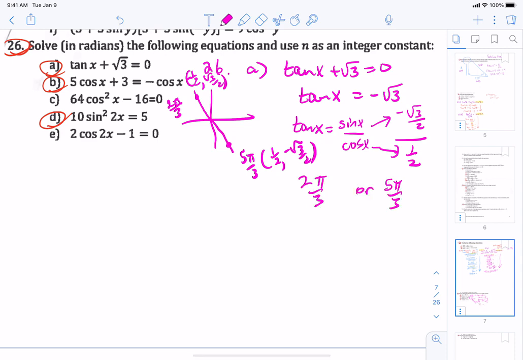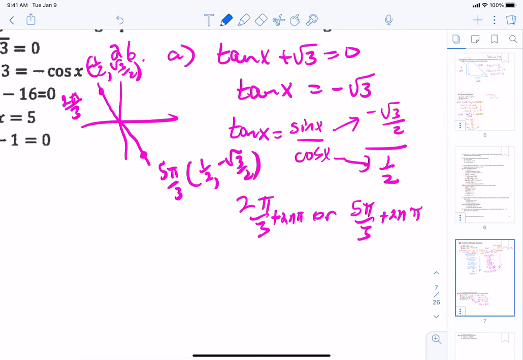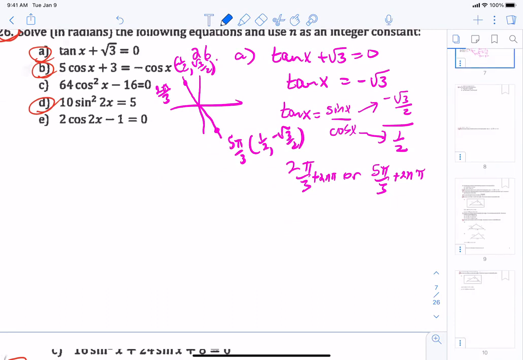Now I left a little bit of room because do you guys remember if it says to solve it and use n, you just want to add 2n pi. So you just add 2n pi. The main thing is, can you find that 2 pi over 3 and 5 pi over 3? And you just automatically write down plus 2n pi. So that is 26A. Okay, now let's look at 26B.